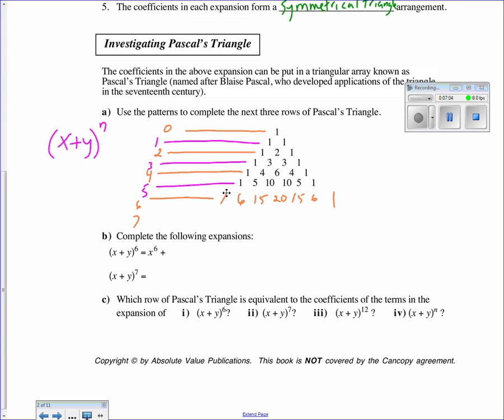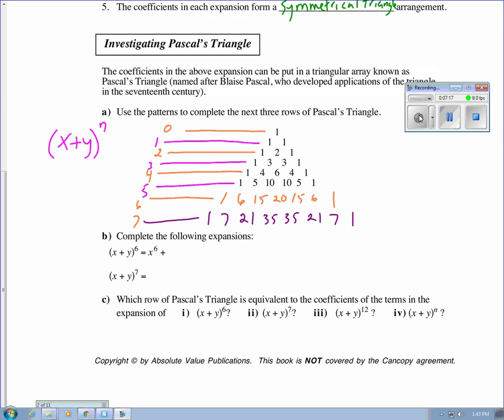And associated with 7, what would those numbers look like? 1, 7, 21, 35, 35, 21, 7, 1. So now that I have the expansion for (x + y)^6 and (x + y)^7, I can actually do my expansion of (x + y)^6 and write out what it would be. So I simply copy my coefficients and play around with my exponents, x^5, x^4, x^3, x^2, x^1, x^0, and y^1, y^2, y^3, y^4, y^5, y^6. So (x + y)^7 would follow those same numbers.